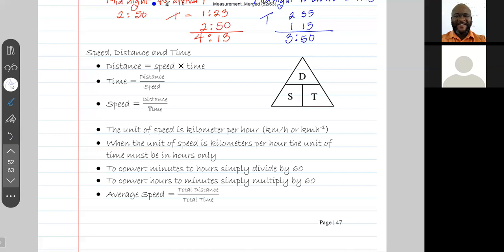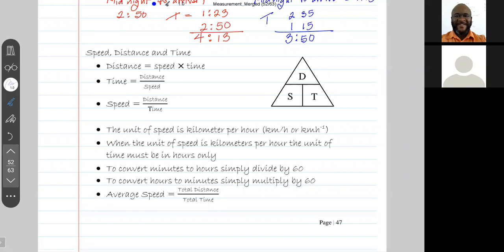What else? So the unit of speed, and this is important, is kilometers per hour. When the unit of speed is kilometers per hour, the unit of time must be in hours only. So if you're doing a calculation and the examiner says that the unit of speed is kilometers per hour, it means that the unit of time you use in your calculation must be hours only.